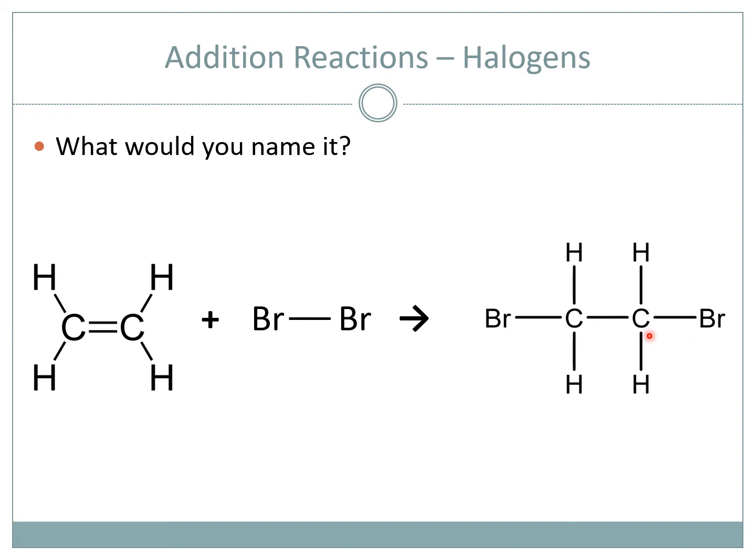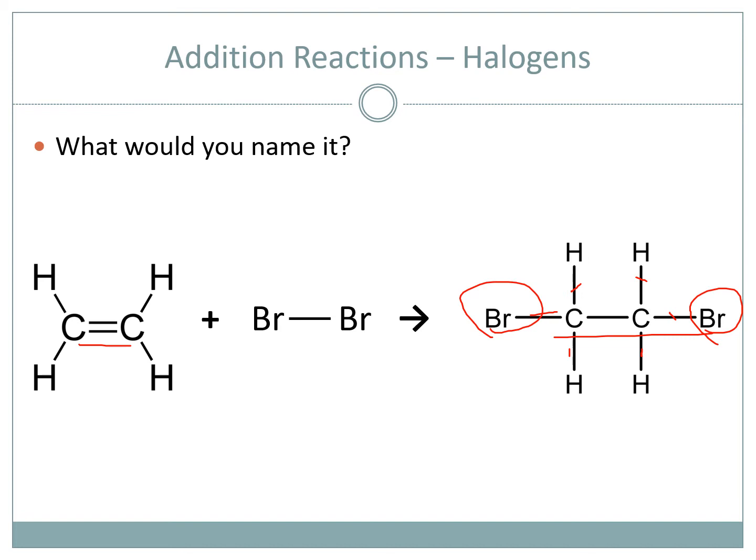Well, is it saturated? Yes. I've only got single bonds. Single, single, single, single, single, single. So it's no longer an ene. We've turned an ene back into an ane. But it's not a proper ane because we've got these functional groups, these bromines stuck on the end. So how are we going to name that?